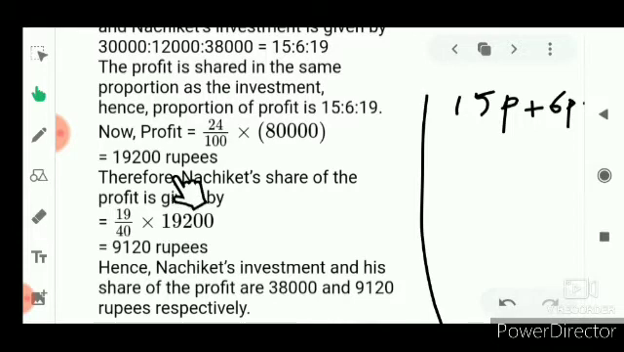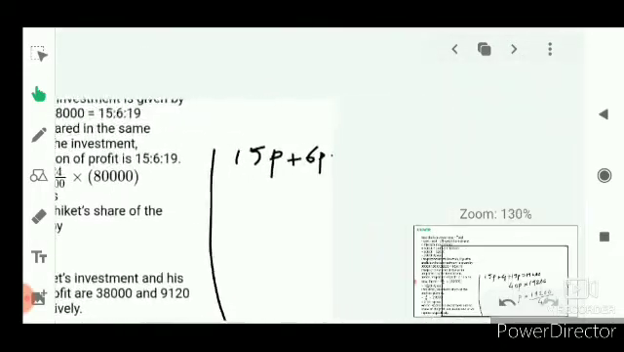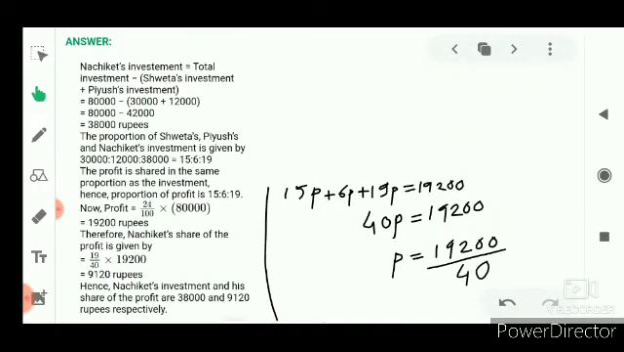Now we have to find out Nachiket's share of the profit. What will be Nachiket's share? We know that the profit should be shared in the same ratio as they have invested. So suppose the ratio is 15:6:19. So the profit of Shweta, Piyush and Nachiket will be 15p, 6p and 19p respectively. So 15p plus 6p plus 19p is equal to the total profit 19,200.